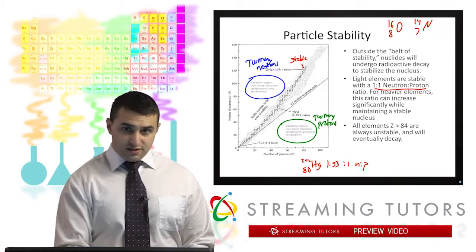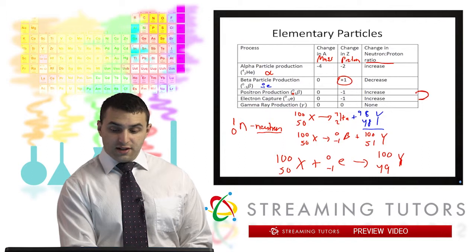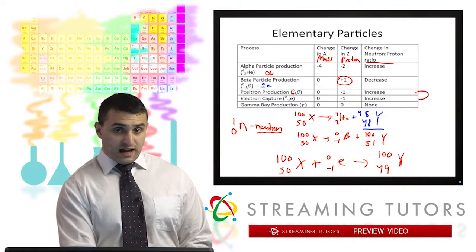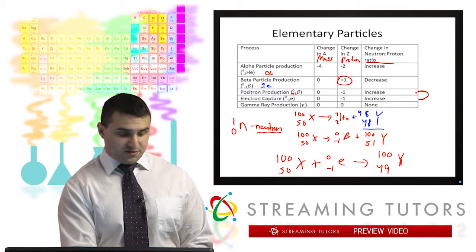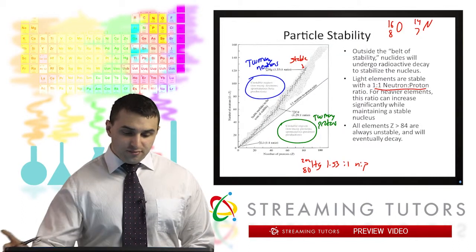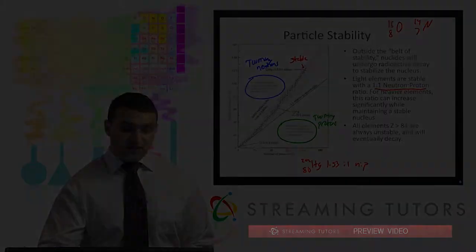So the reason that we looked at the change in the neutron to proton ratio here is that we can use that to estimate how an unstable species will decay to form a more stable species. What you see up in this section with too many neutrons.